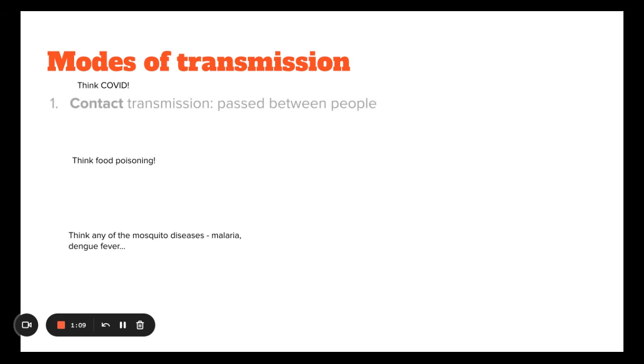So what do we mean when we talk about modes of transmission? So think about modes of transport. When you are out and about, to get from place A to place B, what are your modes of transport? Would you walk, bike, go by car, or by train? Right. So this is what we're talking about when we're looking at modes of transmission. But rather than transporting you, we are transporting the pathogen, which is going to cause you disease.